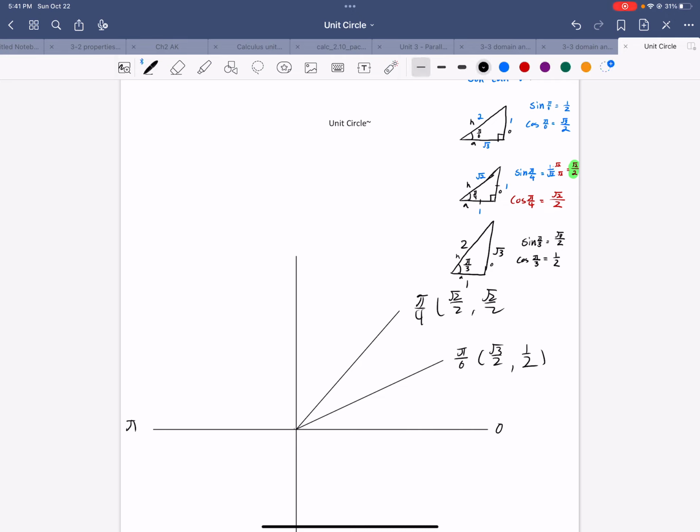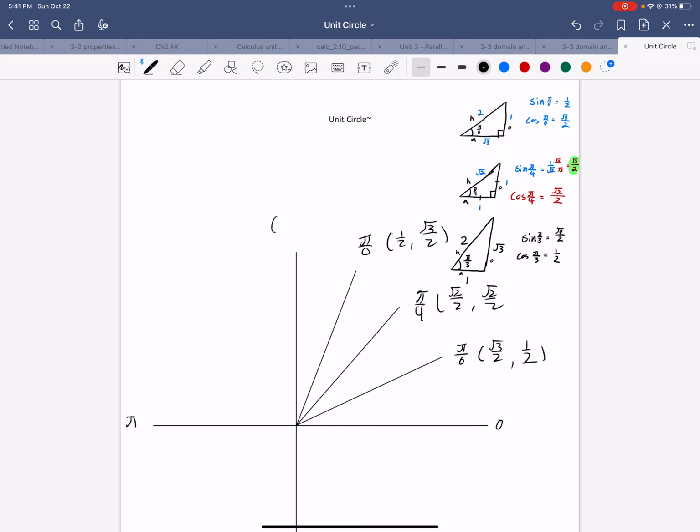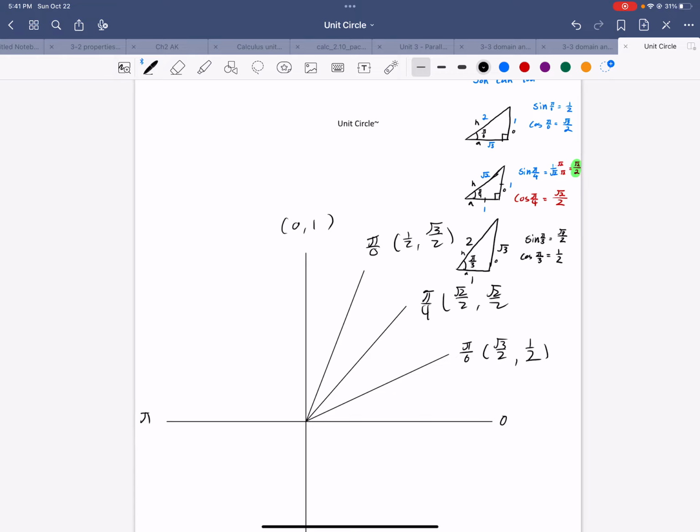And let's say you have a pi over 3, which is a 60 degree. Then this one is gonna be same thing. X value is gonna be 1/2, and y value is gonna be square root of 3 over 2. Okay, so all answers are gonna be based on this one, and this one is gonna be 0,1, obviously. So that's easy.